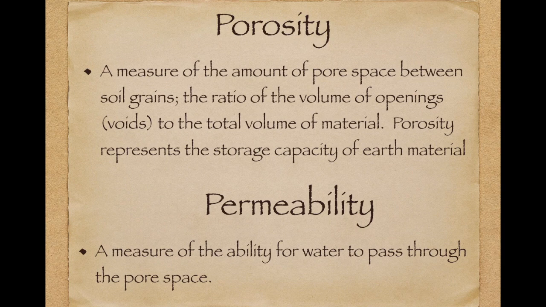So porosity is the measure of the amount of space, pore space between the grains, and permeability is the measure of the ability of water. Can the water pass through? So if something is permeable, it will have the ability or it will allow water or some material to pass through it. So maybe a rock would be impermeable, would not have holes, would not have spaces, so it would not allow water to go through.